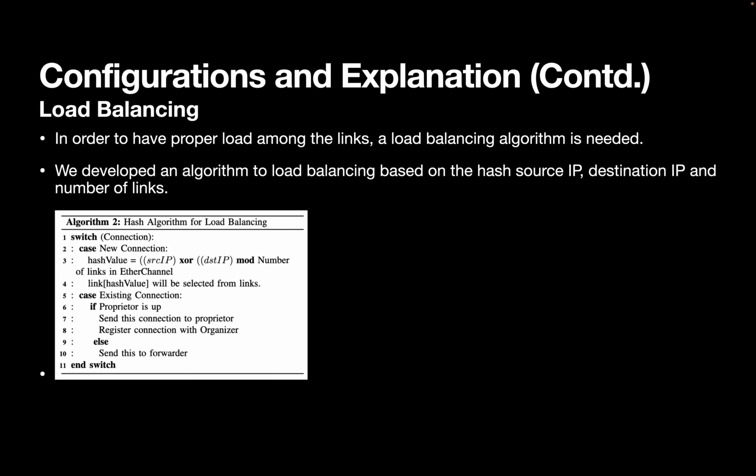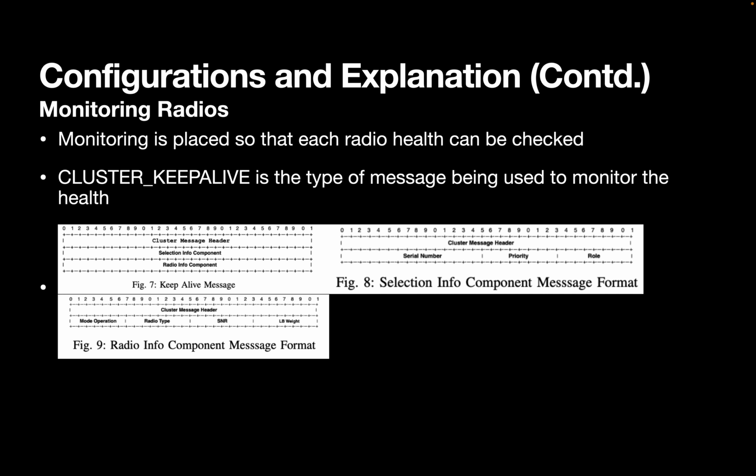So this selection info component message, which you can see in figure 8, contains three things: the serial number of the unit, the priority, and the role. By role I mean that every clustering solution will have a dedicated proprietor, which is like a principal in the school, and it will monitor every TCP connection coming in. If a TCP connection requires rerouting or transfer, it will give it to the other unit.